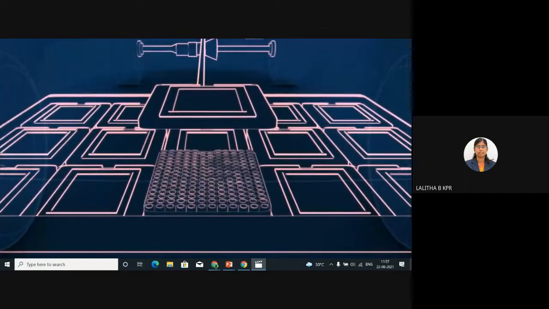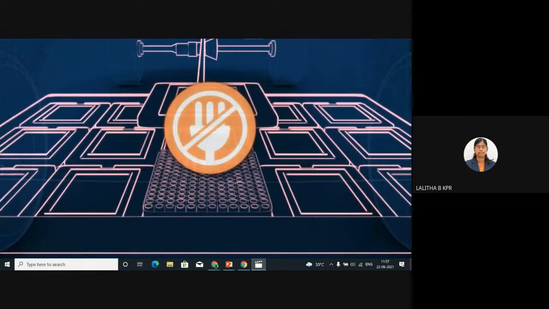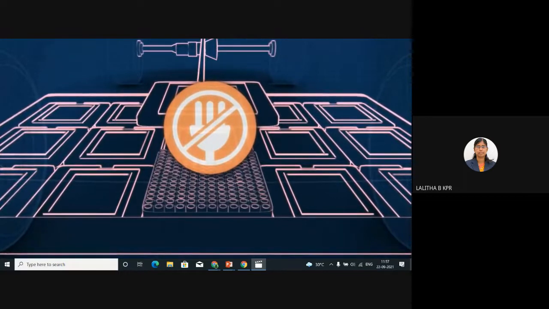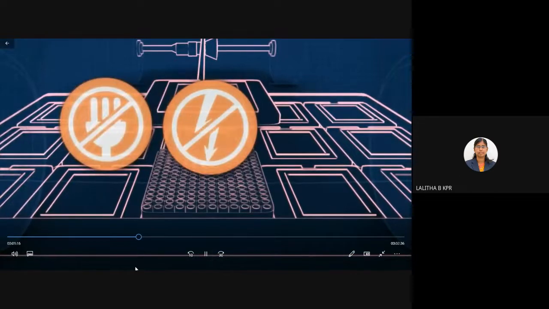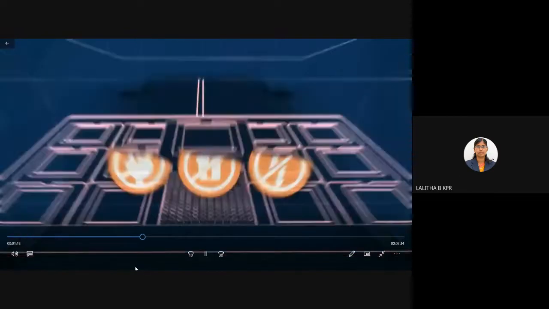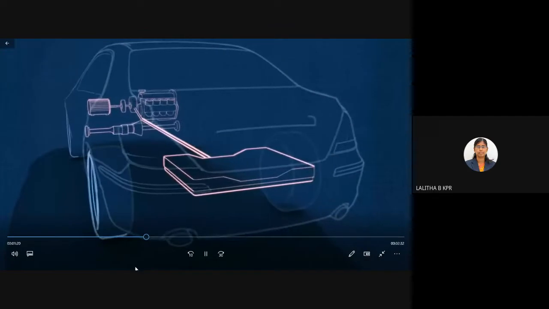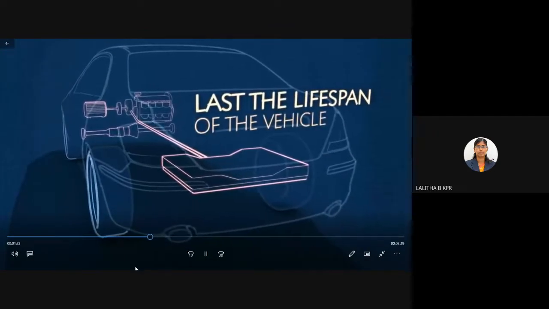Batteries in hybrid vehicles don't ever need to be plugged in because their charging needs are met by the management system of the vehicle, so they are never a draw on the electricity grid or your home electricity bill. Hybrid vehicle batteries generally last for the entire lifespan of the vehicle.